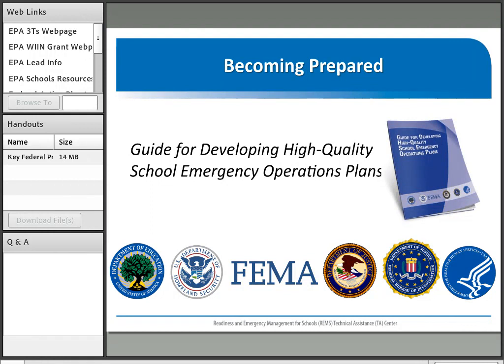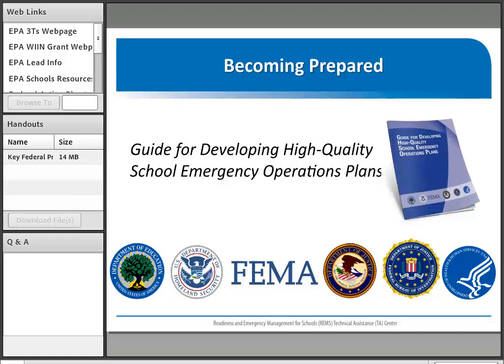More specifically, or pragmatically speaking, being prepared means having a comprehensive school safety emergency operations plan, also known as the EOP or the school EOP. Effective plans are developed collaboratively with all of your community partners that have roles and responsibilities implementing that plan before, during, and after possible emergencies.